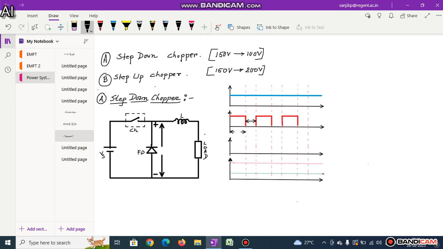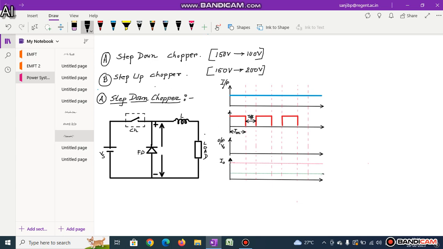Initially this is the input voltage, and this is the output voltage. You can write V naught, and this is the output current, that will be I naught. And here are the pulses, or you can say switch on and switch off states. This is the switch on period, we can write T on. I will discuss one by one. This is the switch off period, this is T off. I will discuss it at every point.